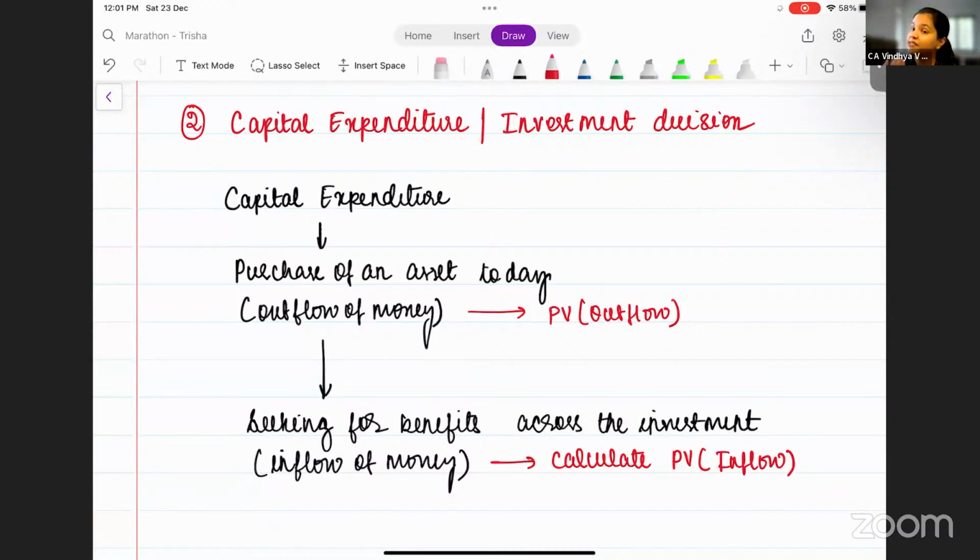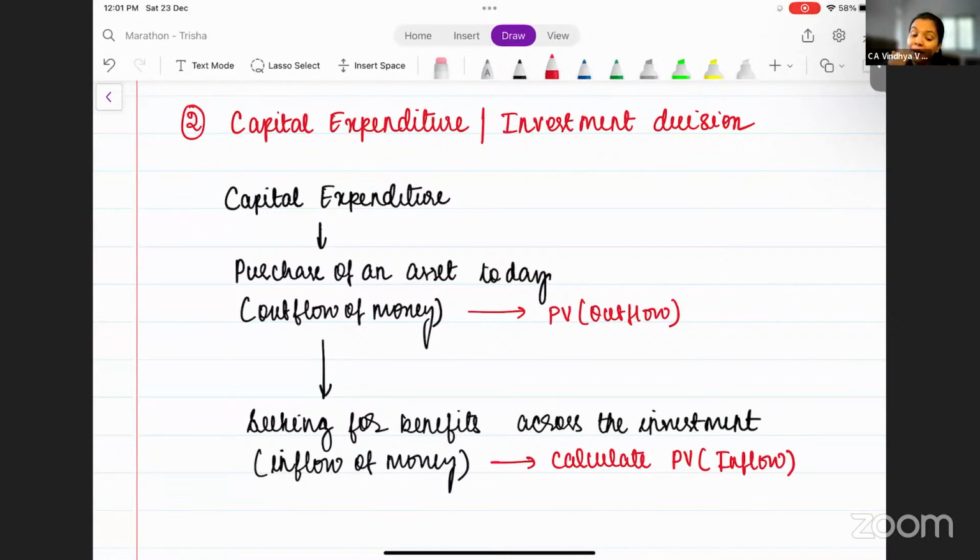Okay. So, to purchase an asset, the asset comes in and money goes out. Correct? So, today you're purchasing the machine; the machine is coming in. Okay. Money is going out. So, today you're spending the money, that becomes your present value of the outflow.